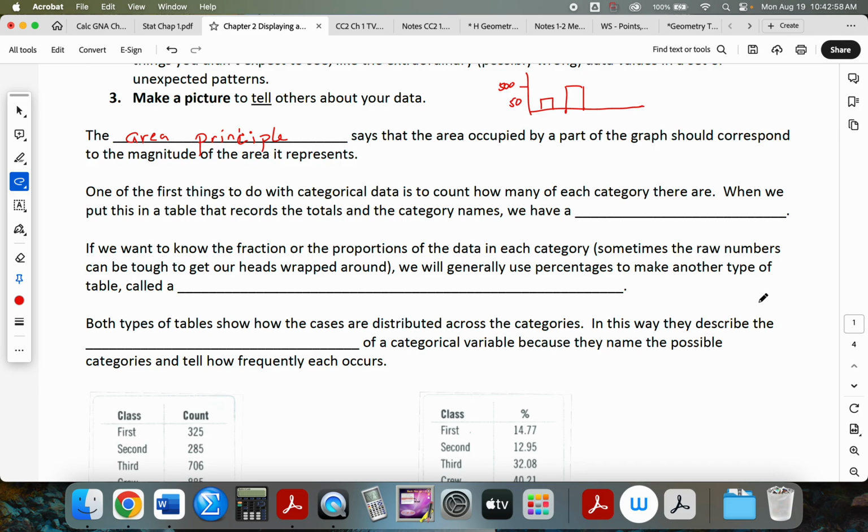All right? So, we're still working with categorical data, or we will be working with categorical data in this chapter. So one of the first things you do is to count how many in each category there are. When we put this in a table that records and totals the category names, we have a frequency table.